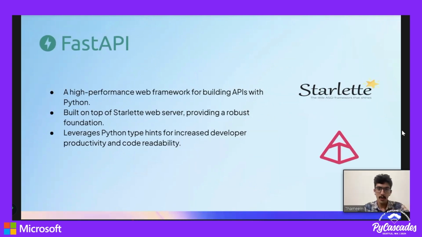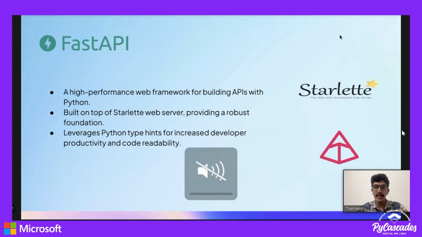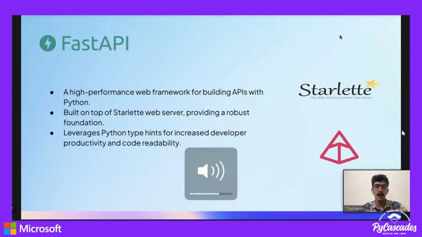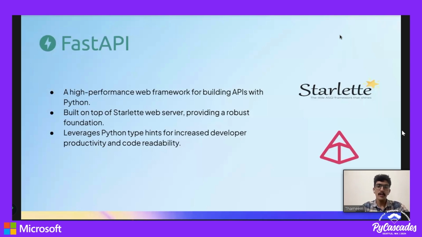Good morning, Seattle. I hope I'm audible. Now we can discuss a few things about FastAPI. In today's world, APIs are the backbone of modern applications. They power everything from mobile apps to complex web services. But when building APIs, performance is key. Users expect lightning-fast responses, and slow APIs can lead to frustration and a very bad user experience. This is where FastAPI enters the scene. FastAPI is a high-performance web framework for Python that allows you to build blazing fast APIs.